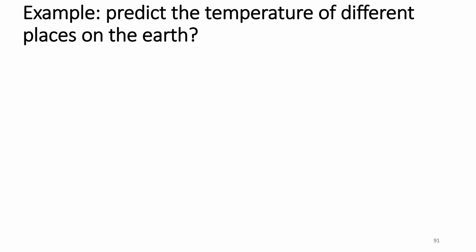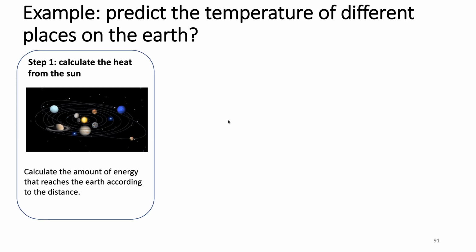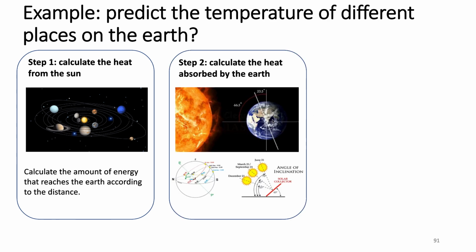Here we are going to use an example to describe how we can utilize this residual learning structure to help our prediction. Say we are going to predict the temperature of different places on the Earth. Then from a domain knowledge perspective, sometimes people are going to believe that most of our energy on the Earth is coming from the sun. So probably the first step is going to calculate the heat that is from the sun. Then the second step is going to calculate, above all the heat we get from the sun, how much we have absorbed, or how much we have reflected.